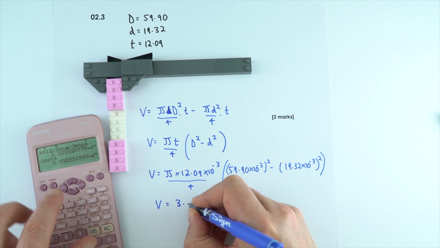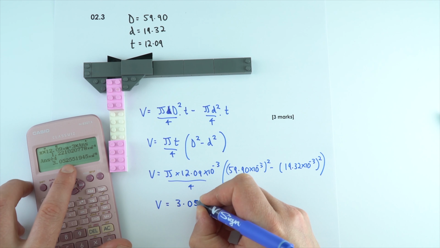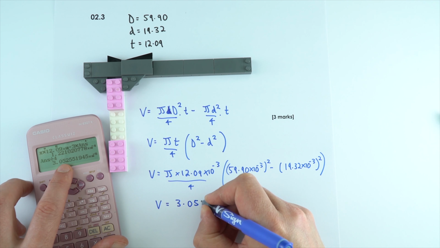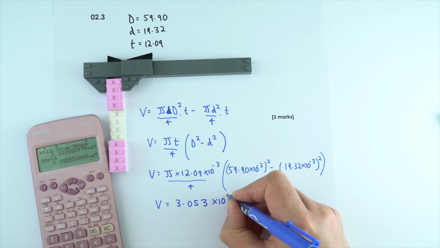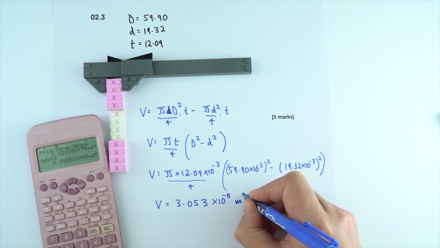So that's 3.053, so that's going to be 0.053, and that's times 10 to the minus 5 cubic meters.